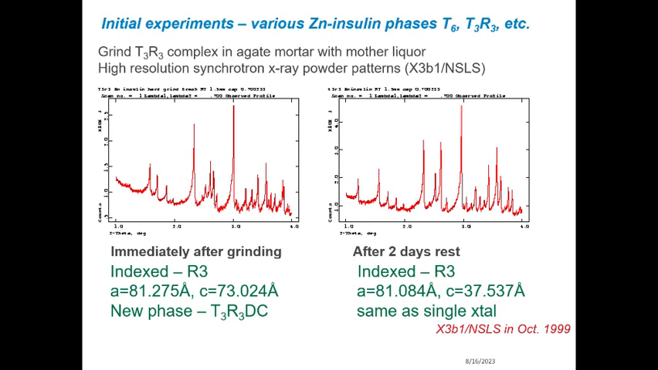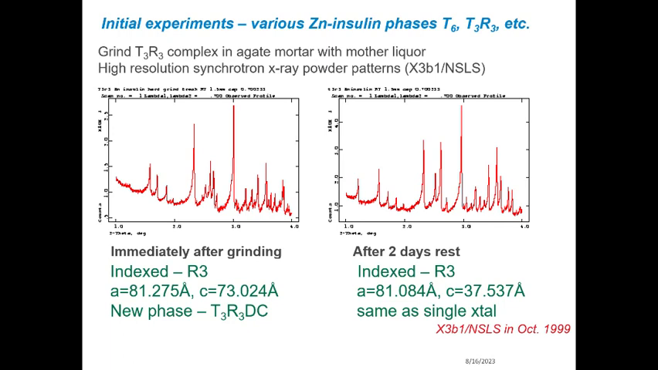And when I indexed this pattern, it was rhombohedral with this unit cell, 81 by 81 by 73. This one, after indexing, was again rhombohedral, and it was 81 by 81 by 37. That's half of that. This matches the known single crystal lattice parameters for this particular insulin.